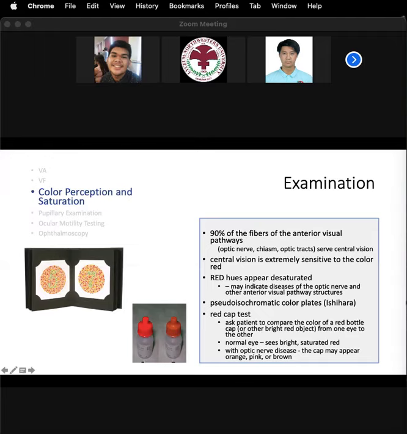As shown in this picture, another simple, quick method of testing color saturation is the red cap test. You ask the patient to compare the color of the red bottle cap from one eye to the other. The normal eye will obviously see it as bright, saturated red, and if the fellow eye has an optic nerve disease, the cap may appear orange, pink, or brown.